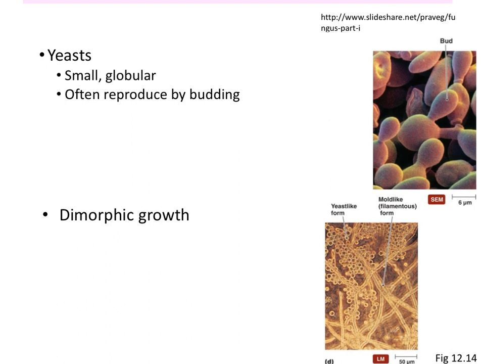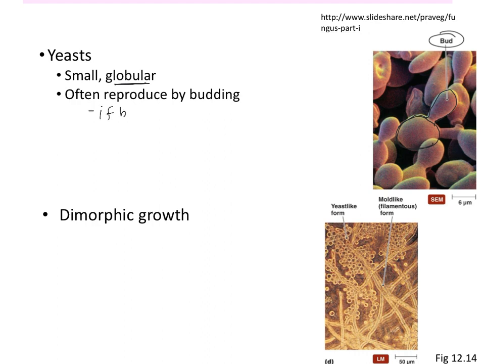The other form of fungi are the yeasts. They are small. We represent their morphology as being globular. So they're not perfectly round, but they are sort of roundish. Okay, and they are usually going to reproduce by budding. So here in this picture over here, here's a yeast, and then basically a small portion of the yeast kind of buds off like this, and usually detaches and becomes its own yeast cell.